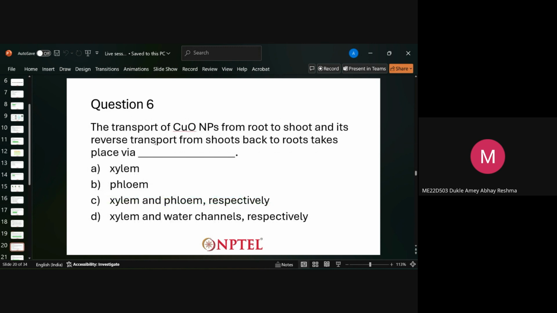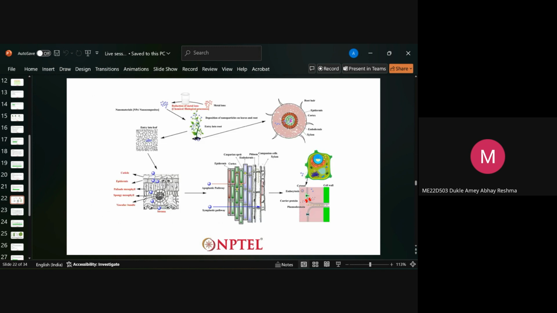The transport of CuO nanoparticles from root to shoot and its reverse transport from shoot back to root takes place via xylem and phloem respectively, or xylem and water channels respectively. So the answer is xylem and phloem respectively. Basically, from root to shoot happens through xylem, and from shoot to root happens through the phloem.